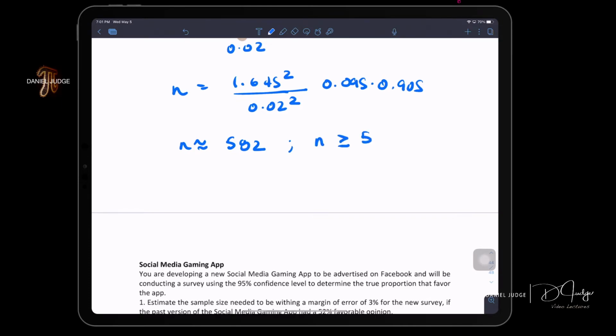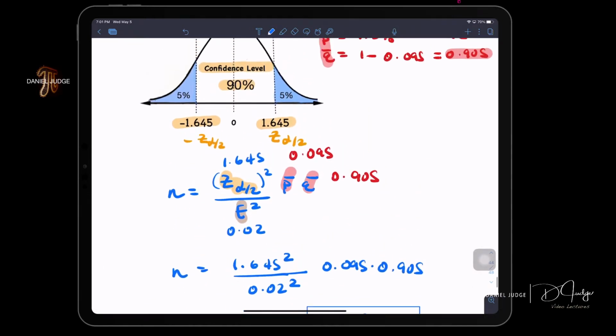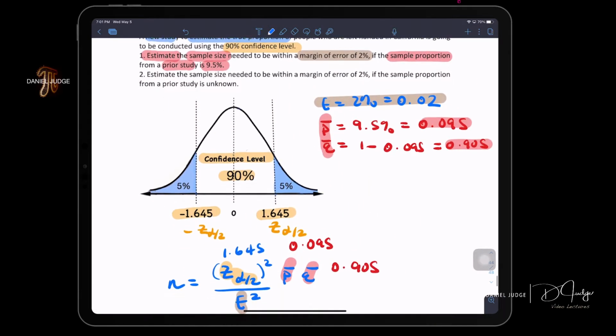N has to be at least 582 data values. So you would gather at the very least 582 data values. So that's how you do this, ladies and gentlemen. You plug these values in your calculator and you get the minimal sample size.